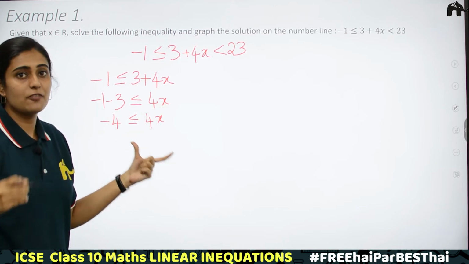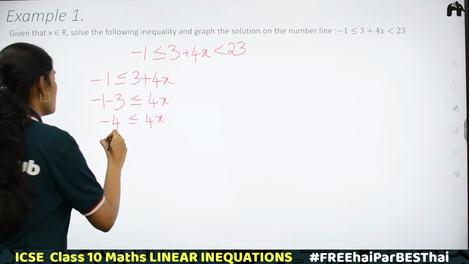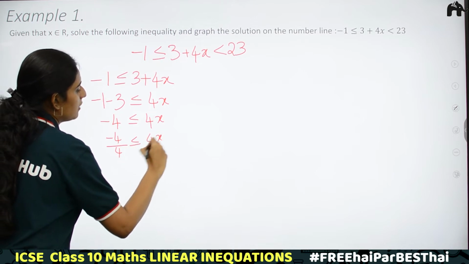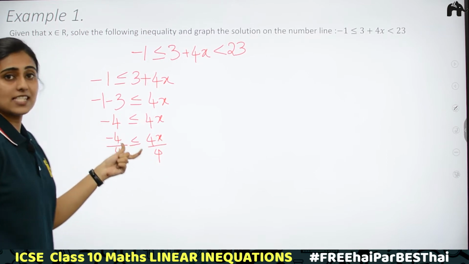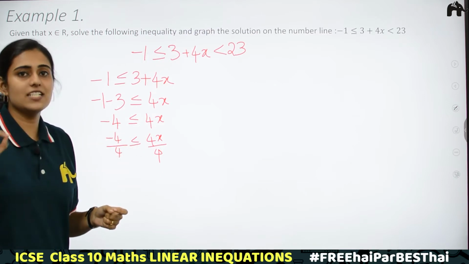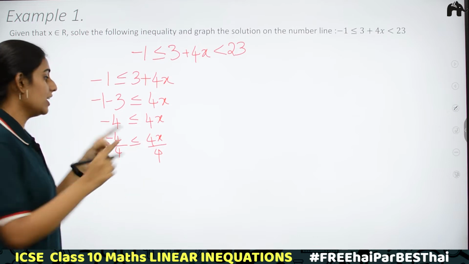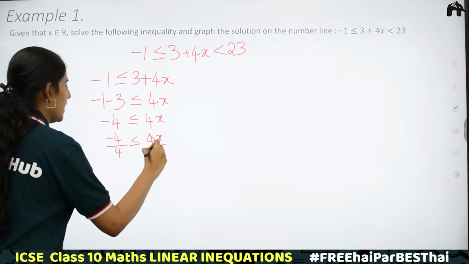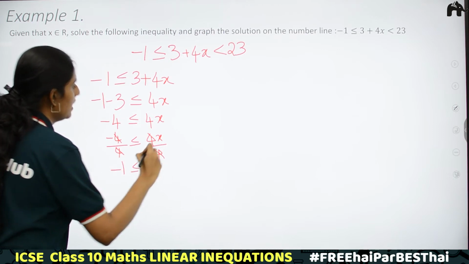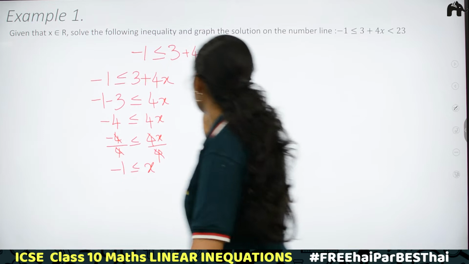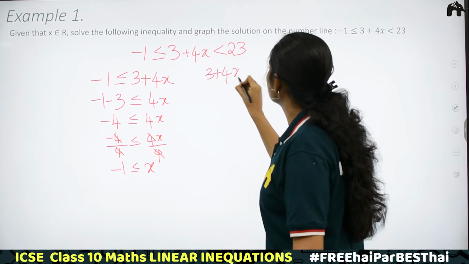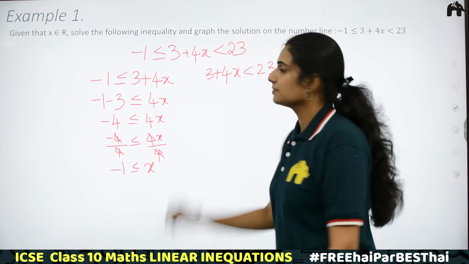In the next step, we will be dividing with 4. Minus 4 by 4 less than or equal to 4x by 4. Here, the sign remains the same because we have divided with a positive number. When you divide with a negative number, the inequality reverses. You will be getting minus 1 less than or equal to x. We got the first part. Now the second part. In the second part, we have 3 plus 4x less than 23.